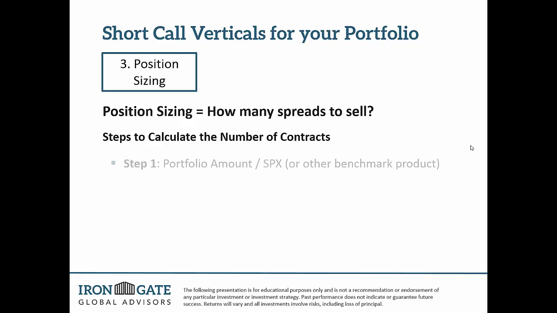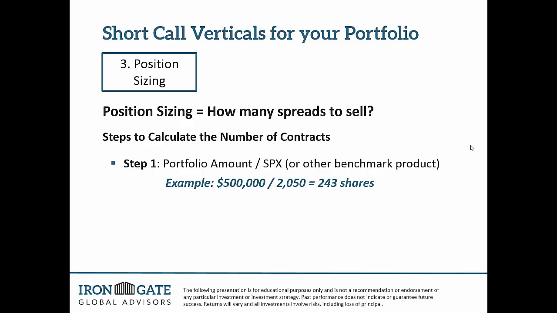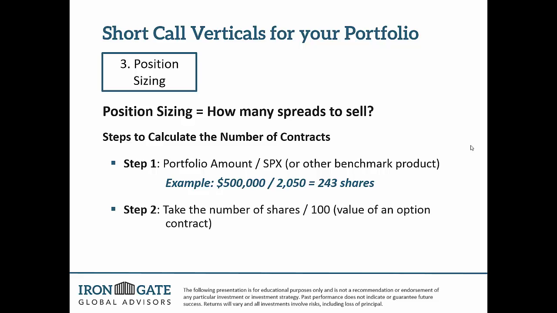Step 1, take the portfolio amount and divide it by the index, the benchmark product, in this case the SPX. For example, if we have a $500,000 portfolio and the S&P 500 is at 2050, 500,000 divided by 2050 gives you 243 shares. Okay, now that's shares.